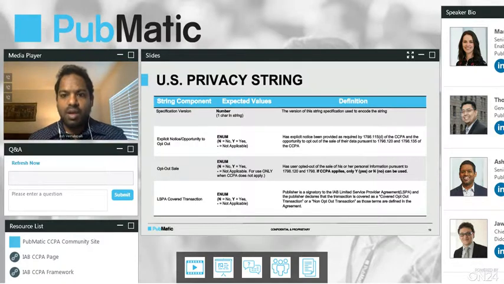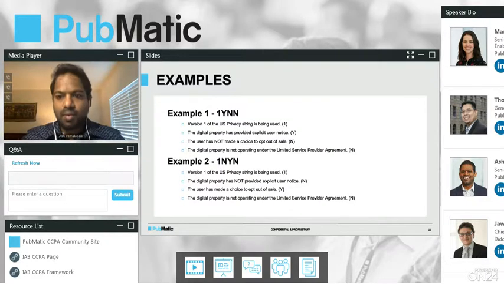So what I would do now is walk through a few examples of how this US privacy string could look and what it means. Example one is a US privacy string which has one, Y, N, N. What does it mean? As I have told earlier, for all reasonable purposes, we can ignore the first character for now because we're all on version one. So now, how would I interpret example one?